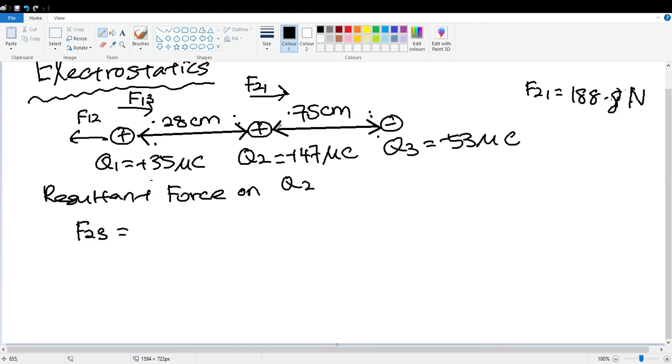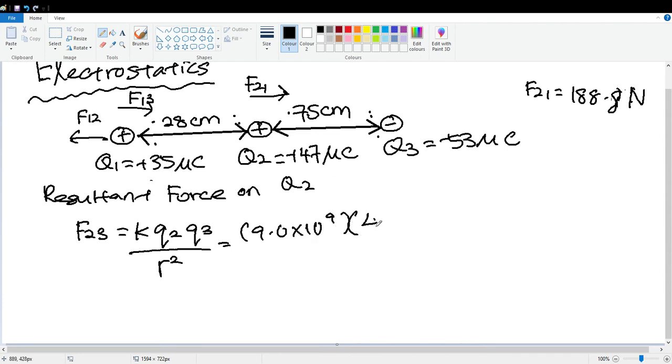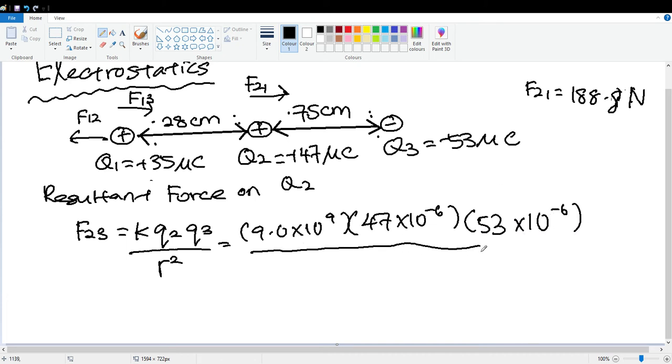F23, what we need to do is calculate F23, which is Q2 Q3 divided by the distance between them. So 9 times 10 to the power of 9, times 47 times 10 to the power negative 6, and Q3 is 53, so the negative sign is neglected, times 10 to the power negative 6. And the distance between them is 75 centimeter, so convert centimeter to meter, and this is squared.